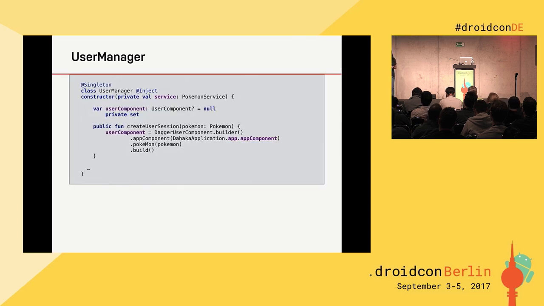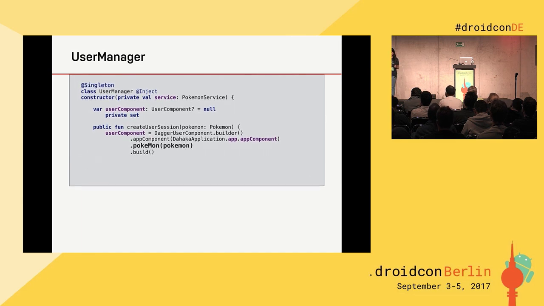So next, look at the user manager. User manager is a singleton class. And inside user manager, you see we're creating the user component. We are using the builder that we just created. And inside that builder, we are passing in the Pokemon dependency. So whenever the person is going to log in, we're going to call this method called create user session.